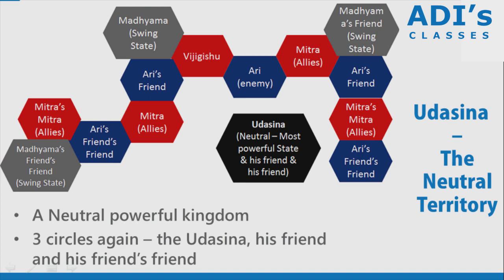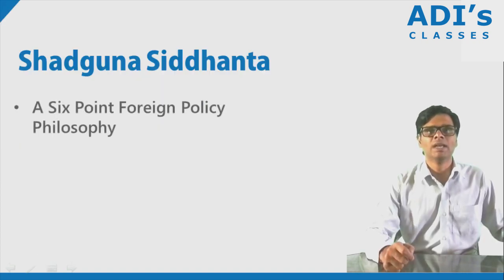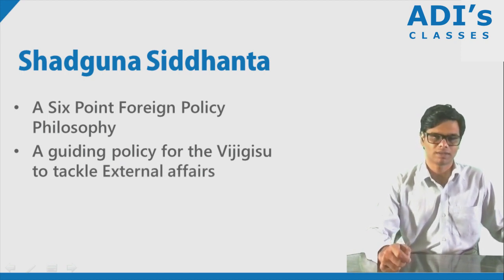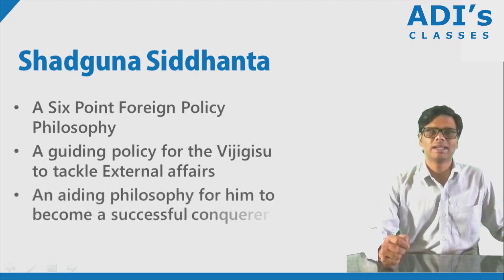Now we will look at Shadguna Siddhanta. Shadguna Siddhanta is a 6-point foreign policy philosophy that Kautilya gives. The Shadguna Siddhanta is a guiding philosophy for the Vijigishu to tackle external affairs. That is, it is an aiding philosophy for him to become a successful conqueror.